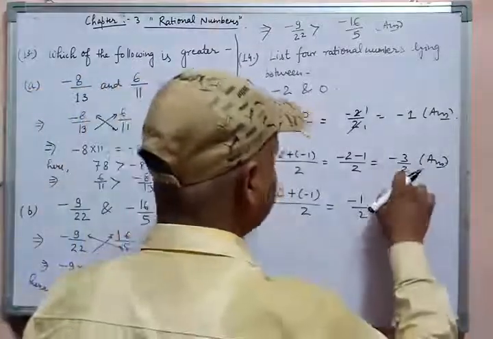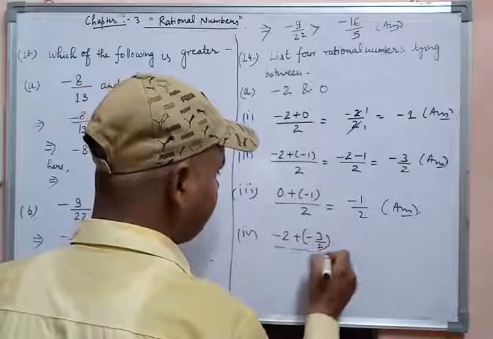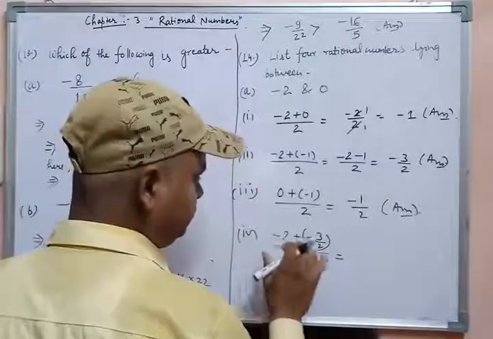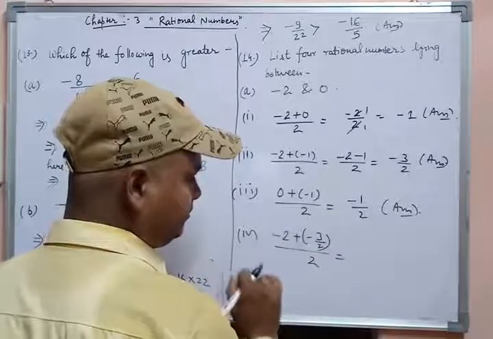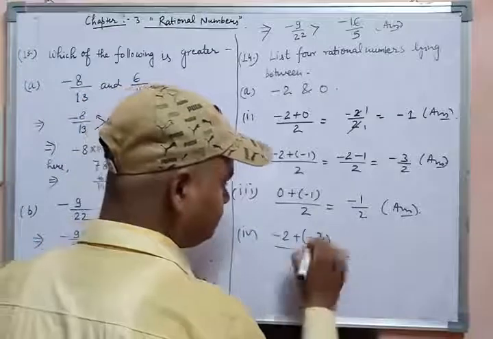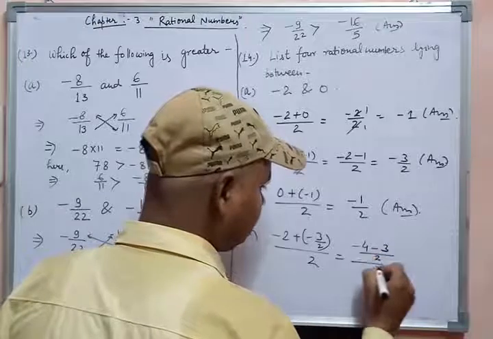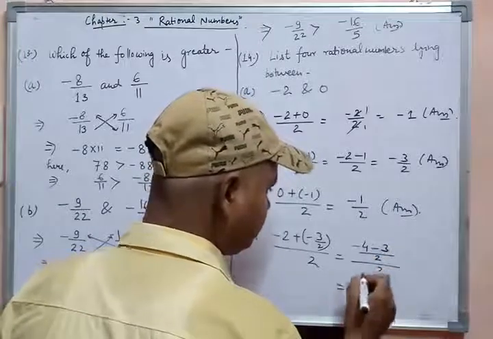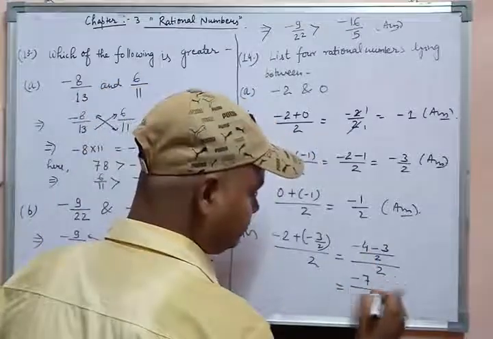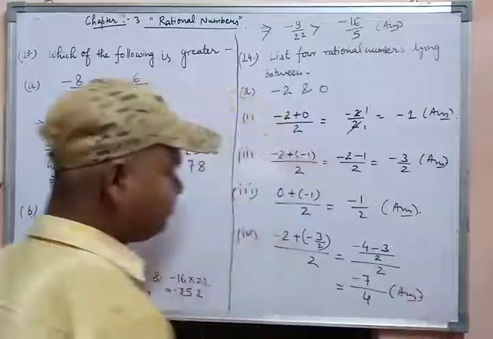So you have to take this rational number and this rational number, -2 plus -3 upon 2. How can we add -2 and -3 upon 2? This is very easy, because 2 2s are 4, and then -4 and -3, we will get -7, upon 4. So this is the another rational number.